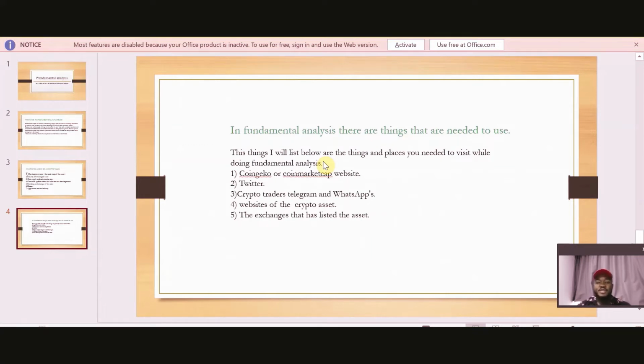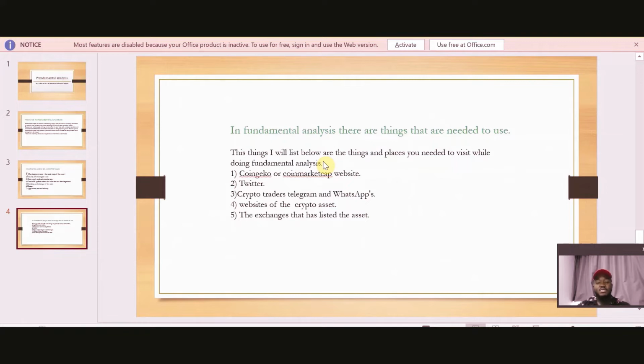CoinGecko or CoinMarketCap website plays a big role when it comes to fundamental analysis. You understand? Like this, you should check my previous video. If you have not watched that video before, please go to this channel, click on the link below, and you will find the video I did about how to use CoinMarketCap. These things are what is called fundamental analysis.